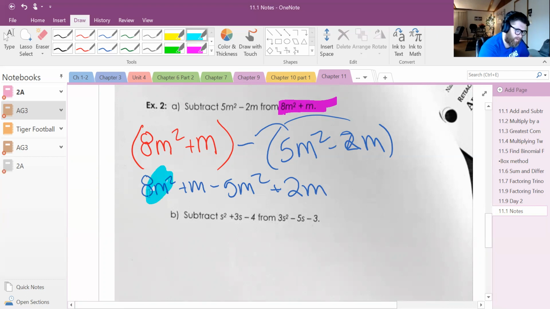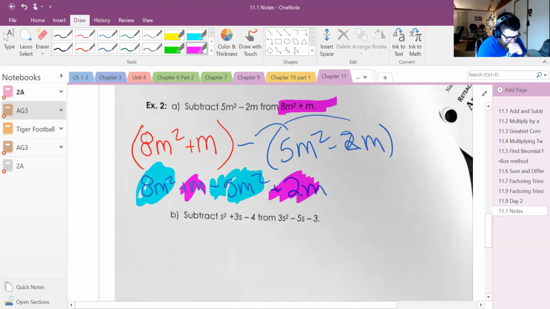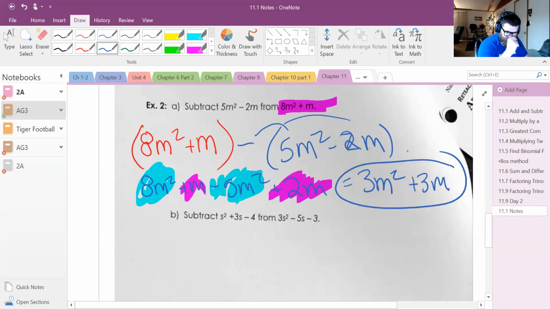So we have an m squared minus m squared. Just the single m's. Okay, so 8m squared minus 5m squared is going to be 3m squared. Remember, larger exponent goes in front, plus 3m. Okay.